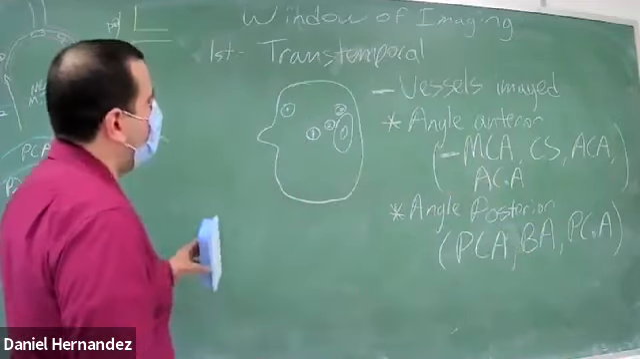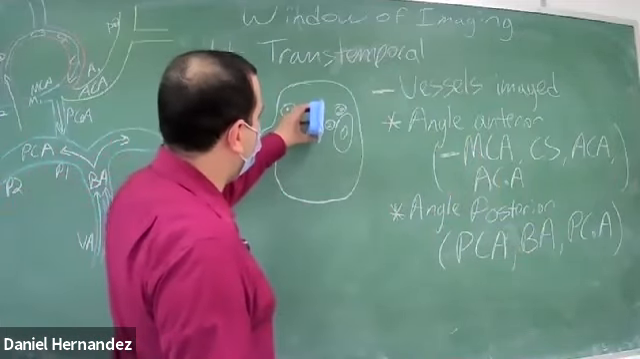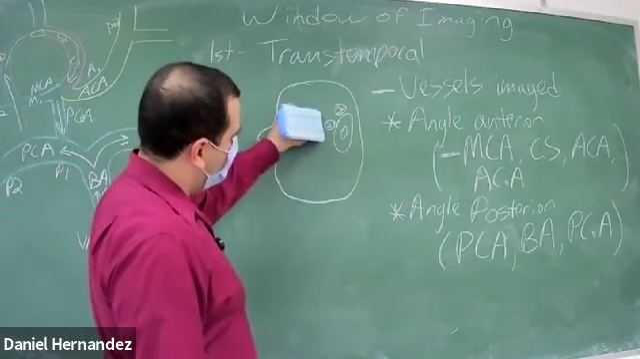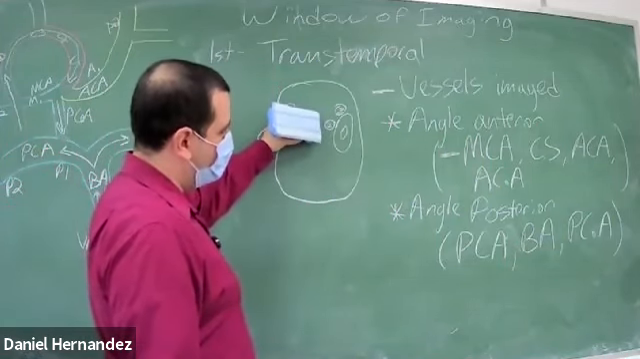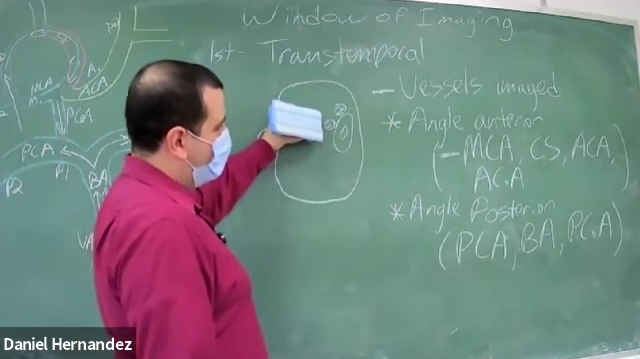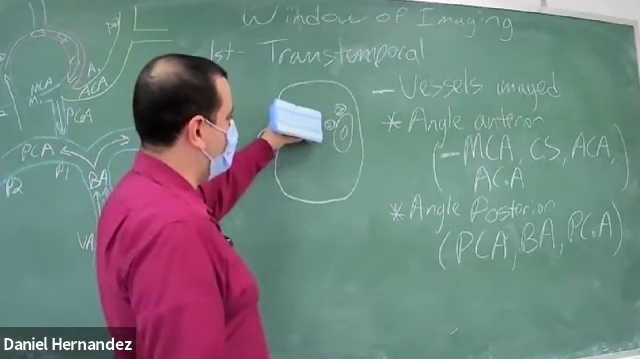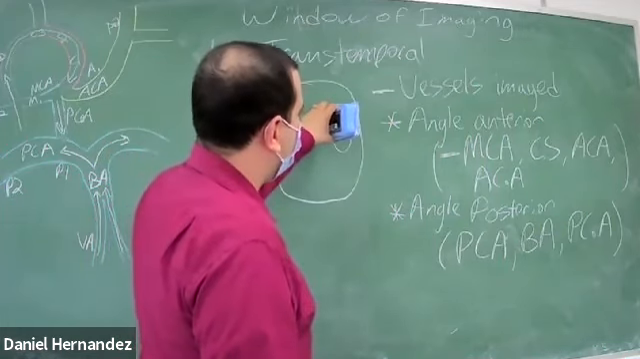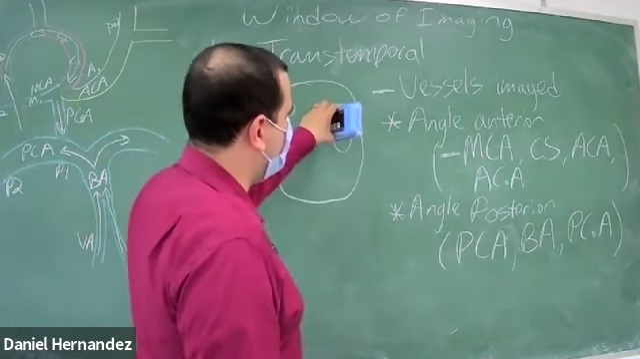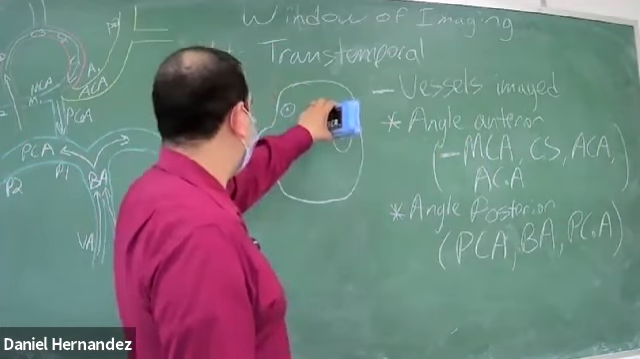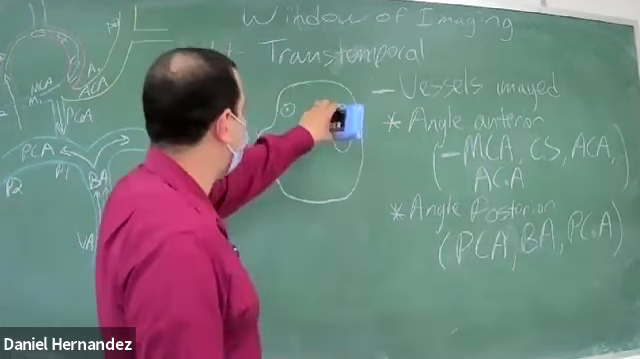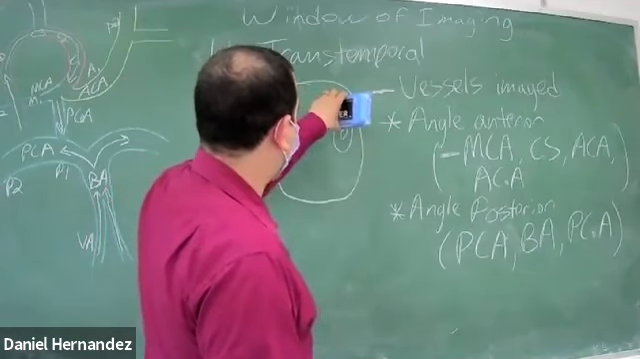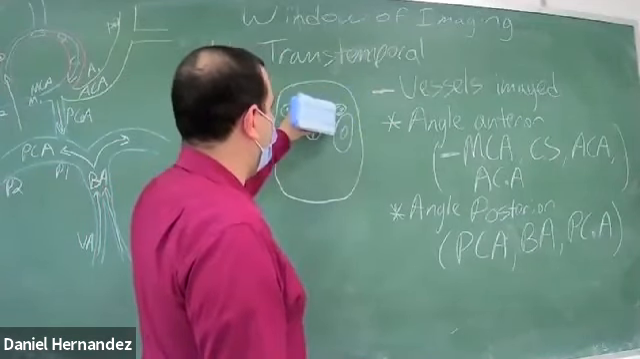What I mean by angling anterior and posterior: if we have our probe or transducer on the patient's head and we're tilting posterior, we're going to see those posterior communicating, basilar, and posterior cerebral arteries. If we angle more anterior, we'll be able to visualize the middle cerebral, carotid sinus, anterior cerebral, and anterior communicating artery. So angle anterior towards the front of the face, angle posterior towards the back of the head.